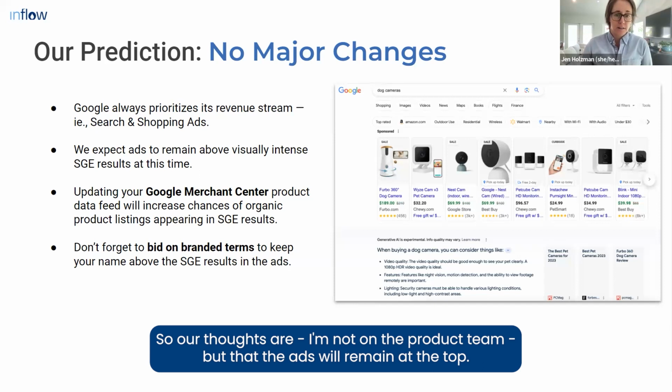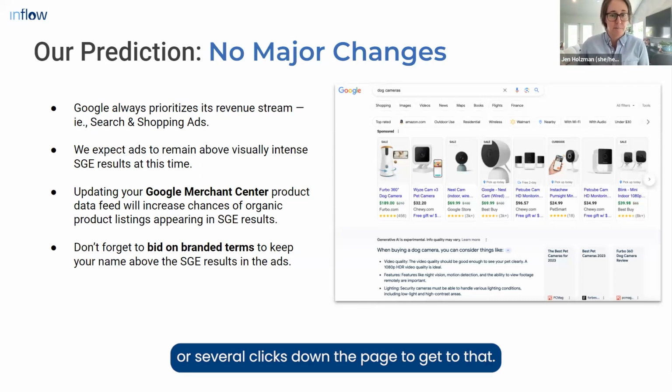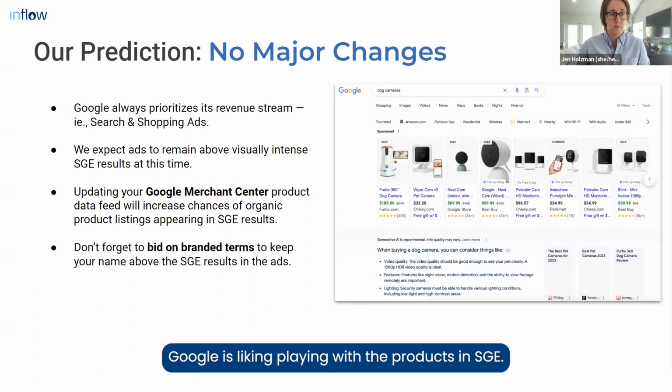So our thoughts are, I'm not on the product team, but that the ads will remain at the top. We don't believe that Google is banking on a scroll depth of 3 or 4 thumb flicks or several clicks down the page to get to that. We do believe that the ads will be at the top. I do think e-com is going to experience a lot of this change. Google is liking playing with the products in SGE.